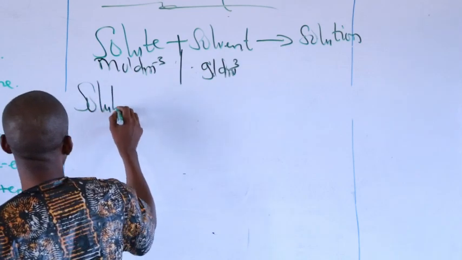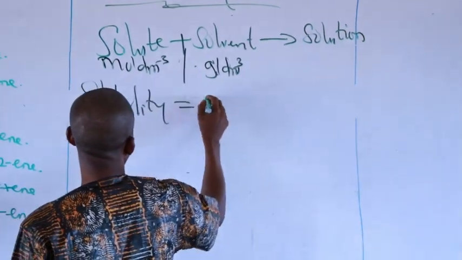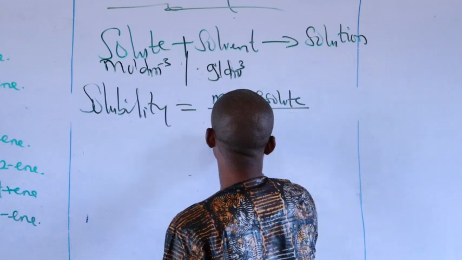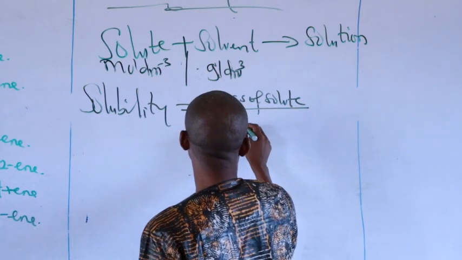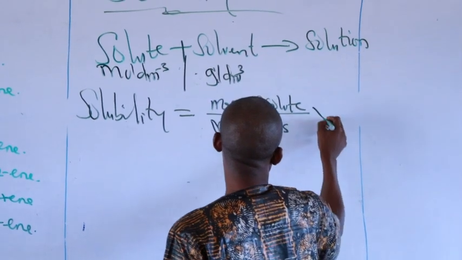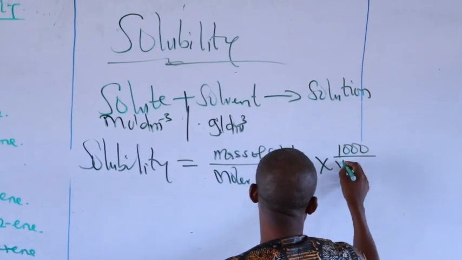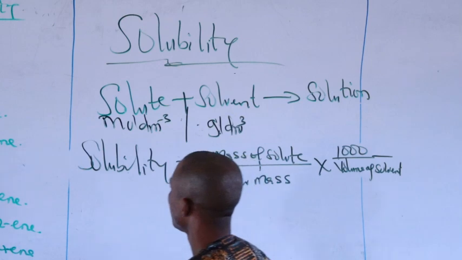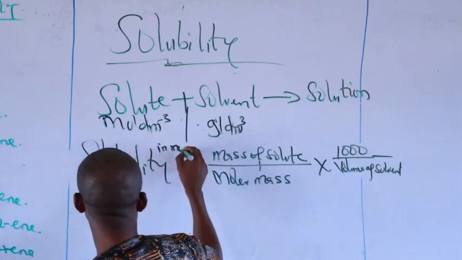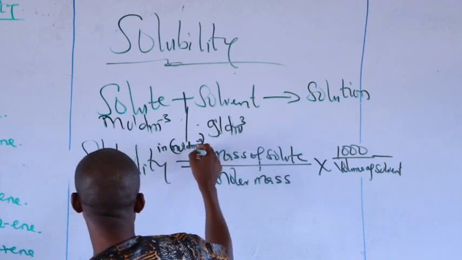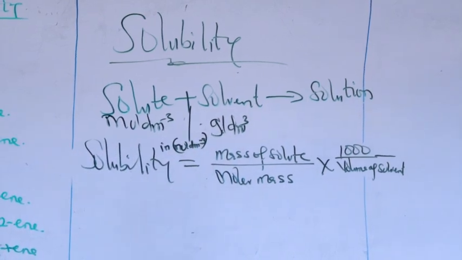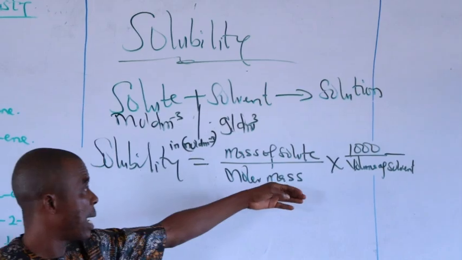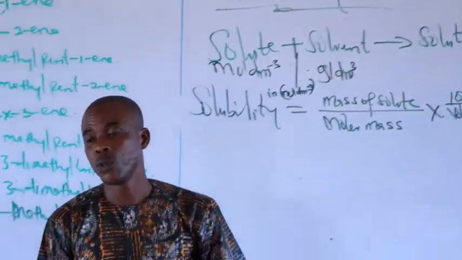Now, solubility is equal to the mass of solute over molar mass times 1000 divided by the volume of solvent. This is solubility in mole per dm³. So solubility in mole per dm³ of a solute is equal to mass of the solute over the molar mass times 1000 divided by the volume.